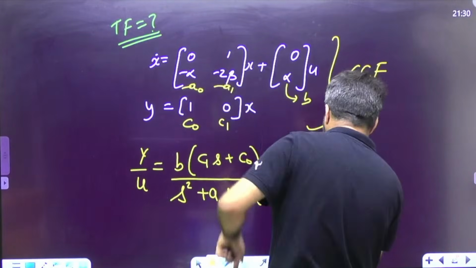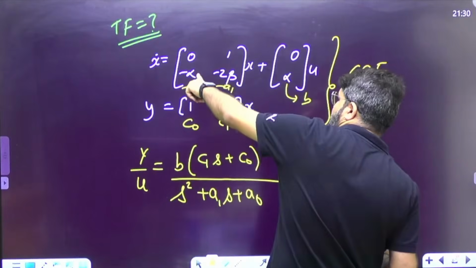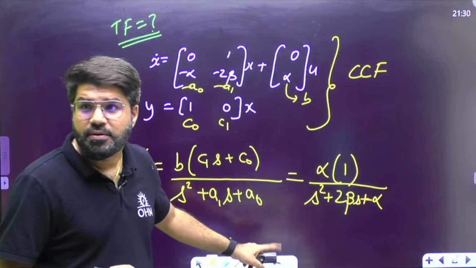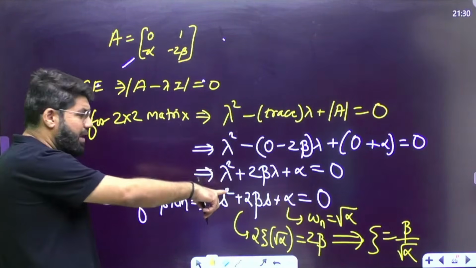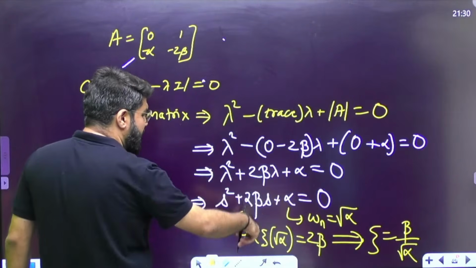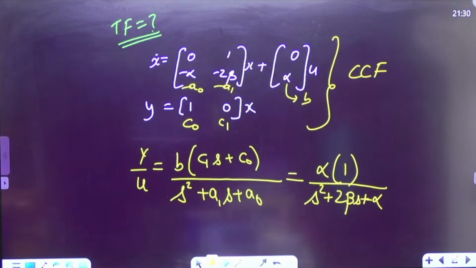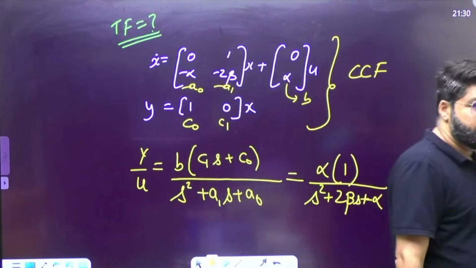What is a1? 2 beta. So plus 2 beta s, plus a0. So a0 will be alpha. So see, this is what I got, the characteristic equation. The denominator will correspond to the characteristic equation: s square plus 2 beta s plus alpha.